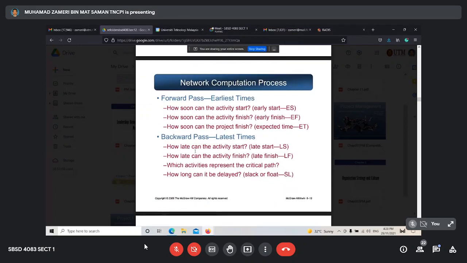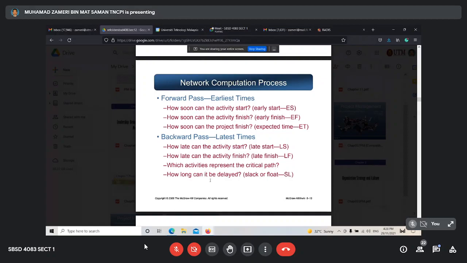And then for the backward analysis, the backward pass, that means reverse from right to left. For the backward analysis, we calculate the late start, the latest we can start. If we start late, that means our finish is also late. So if late start, when is the late finish? The forward pass gives early start and early finish. Backward gives late start and late finish. And then we can also calculate the critical path.